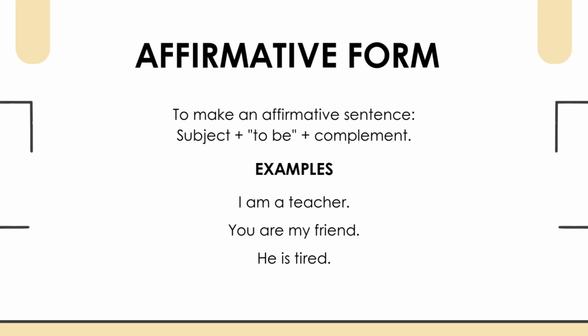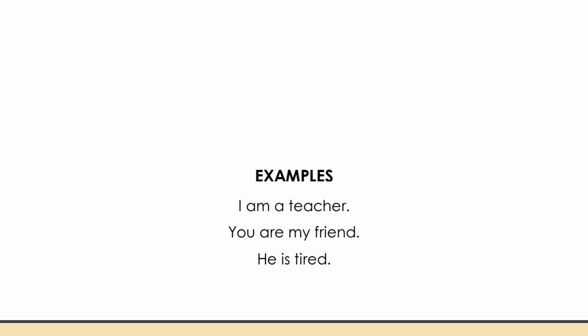To create an affirmative sentence with to be, we follow this structure: subject, to be, plus complement. For example, I am a teacher, you are my friend, and he is tired. This is the simplest and most common way to use to be in English.